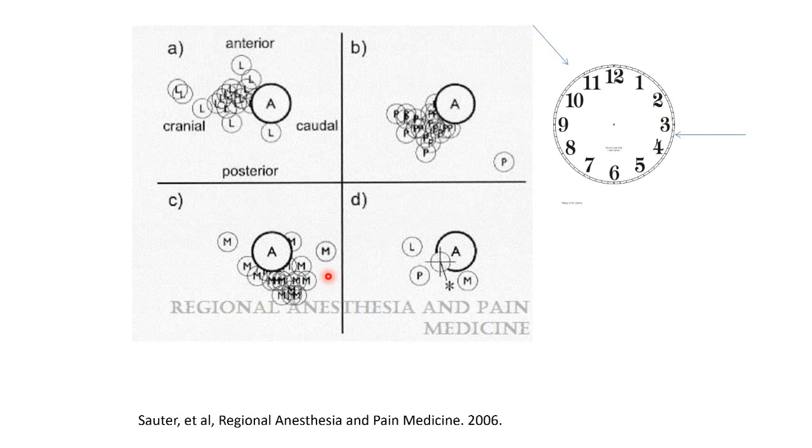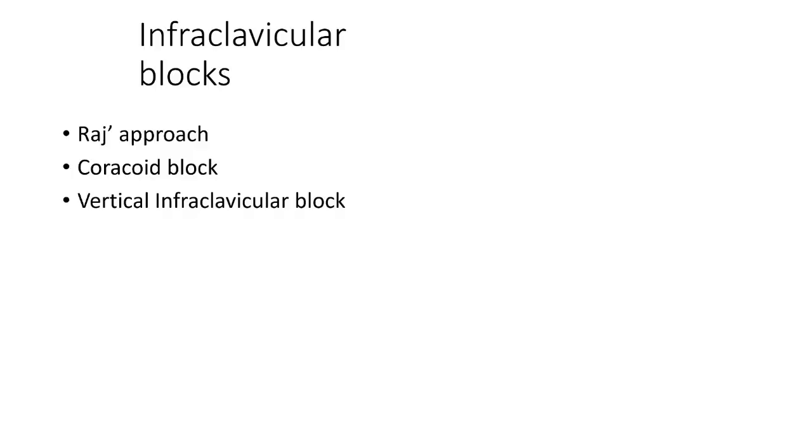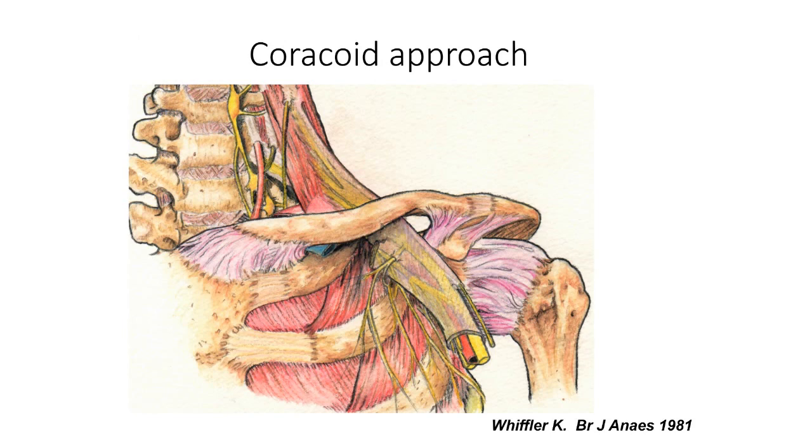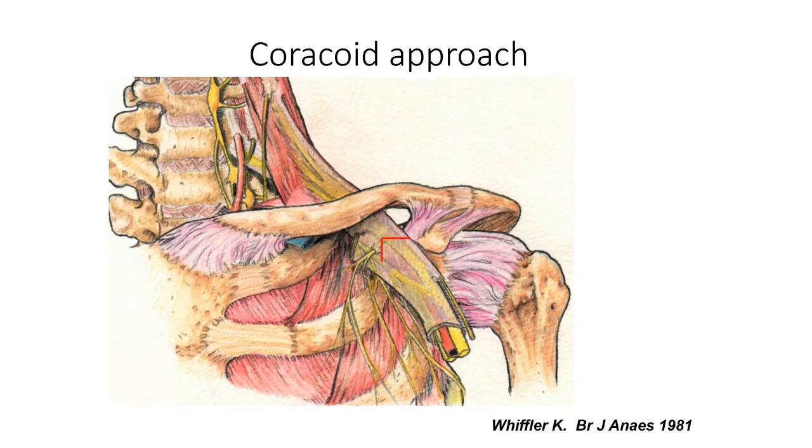Some of the traditional approaches to the infraclavicular block use nerve stimulation. The first one is the coracoid approach. In this approach, the coracoid process is felt and the needle is inserted 2 centimeter medial and 2 centimeter caudal to the coracoid process. Needle inserted vertically down.